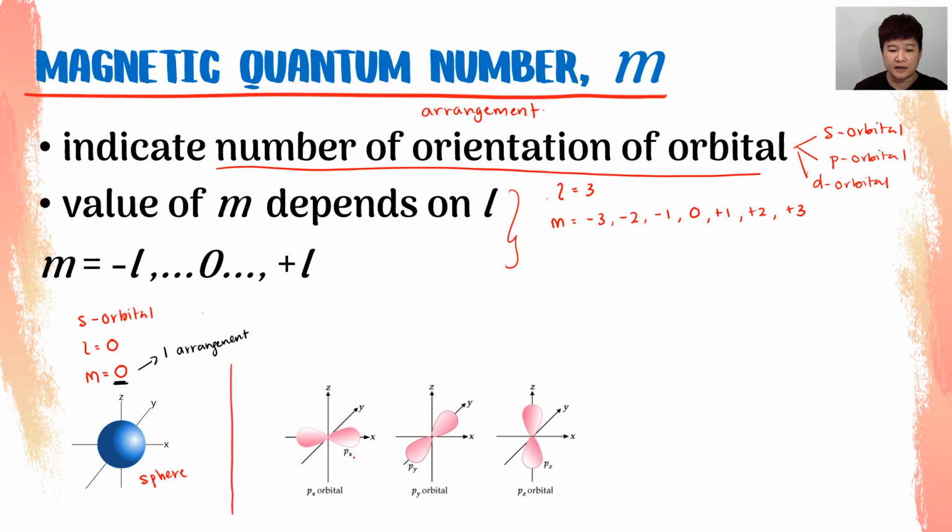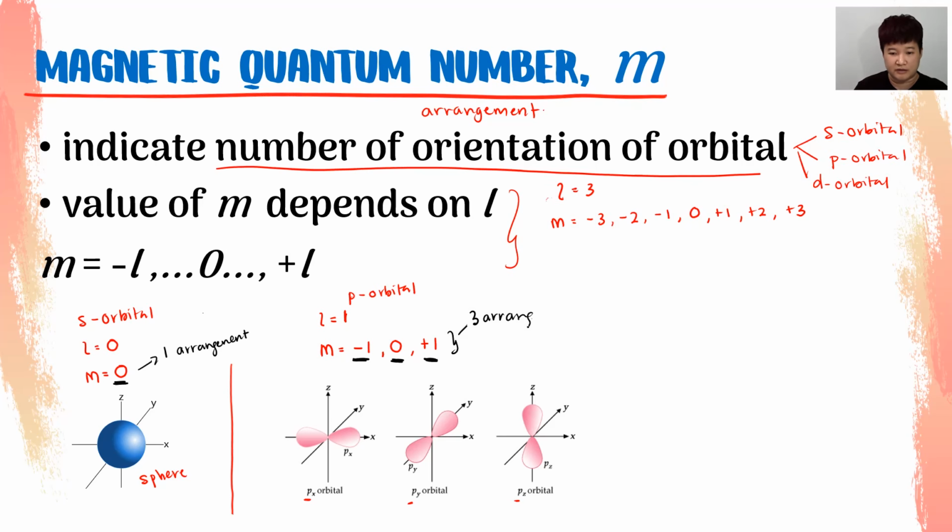Another example that I have here is your p orbital. You can see here, that is your p orbital. I have 3 arrangements here, 3 orientations. Why? Because for a p orbital, L equals 1. So when L equals 1, m will then be negative 1, 0, and positive 1. So m has 3 digits, negative 1, 0, and positive 1. Therefore, it gives rise to 3 arrangements.